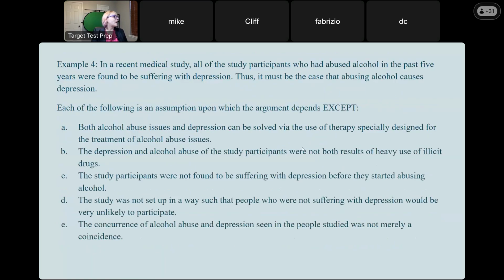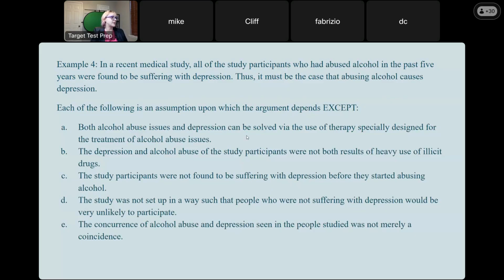Sorry. This is not an assumption that the argument relies on because it's the wrong portion of the process. So they're just saying that abusing alcohol causes depression. That's the conclusion. This could still be true or false, and the argument wouldn't change.